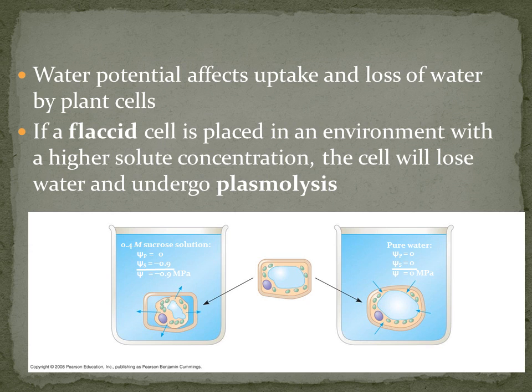So if you took a flaccid cell and placed it where there was a higher solute concentration, what you're going to see is that the cell is going to shrink, and then it is going to plasmolyze, which means it's going to kind of break down. On the other hand, if you put it in one with a high water concentration, a low solute concentration, it's going to swell up.